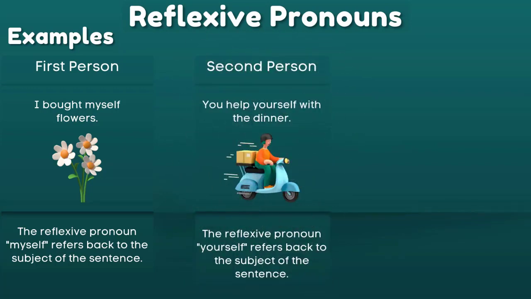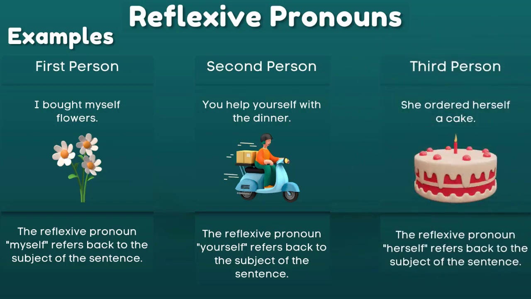Second person, you help yourself with the dinner. The reflexive pronoun, yourself, refers back to the subject of the sentence. Third person, she ordered herself a cake. The reflexive pronoun, herself, refers back to the subject of the sentence.